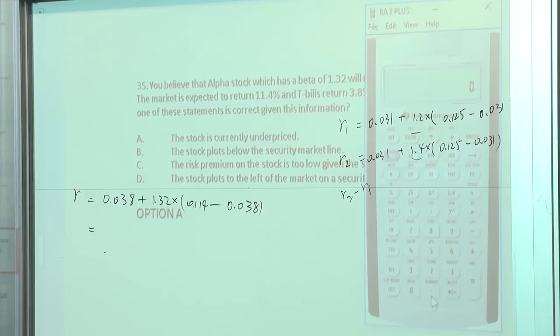plus 0.038. Right. So that's the right answer, right? So that's the return we require.